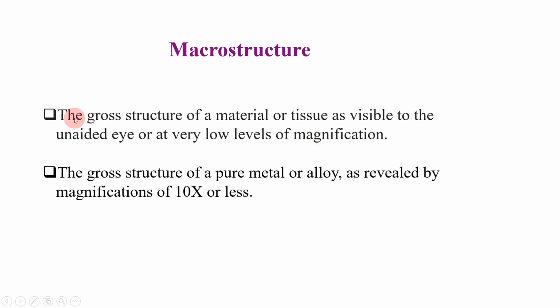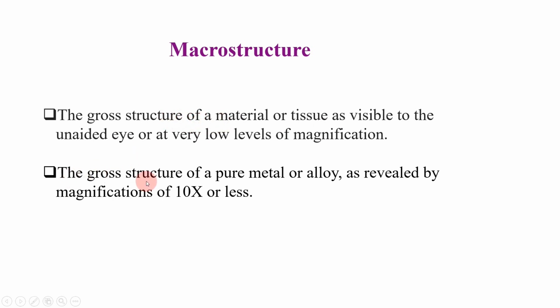Please see guys. The gross structure of a material. Gross means overall structure of a material or tissue as visible to the unaided eye. Unaided eye means naked eyes, simply eyes without any kind of magnification lens. So without magnification lens, that is the meaning of unaided eye or at very low levels of magnification. Whatever structure we see by our naked eyes, we consider it macrostructure.